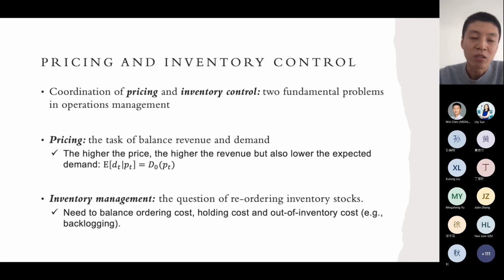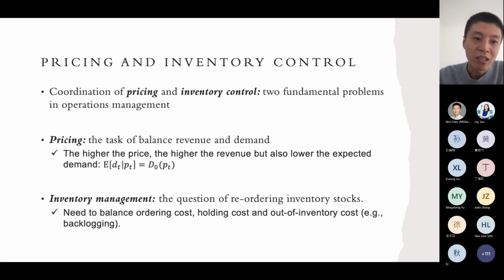In this talk, let's forget about the assortment part. Let's assume that we have already decided the single item we are going to sell, and the pricing task involves the trade-off of balancing the revenue and demand. Very intuitively, the higher the price, the more revenue we have, but this would also lower the expected demand given this price.